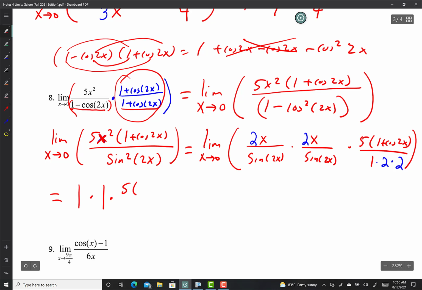What's cosine of 0? Uh-oh. Yeah, we're going to have to start doing those quizzes for sure. 1. 1 plus 1 is 2. So 5 times 2 divided by, what's 2 times 2?